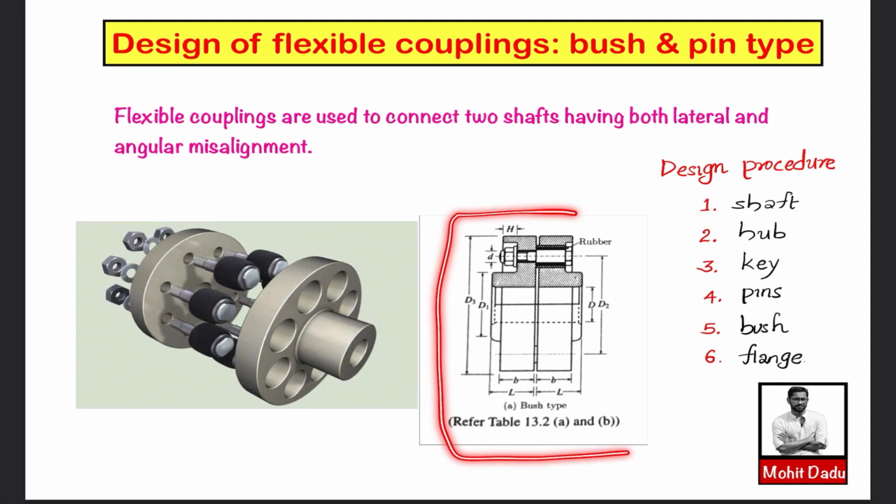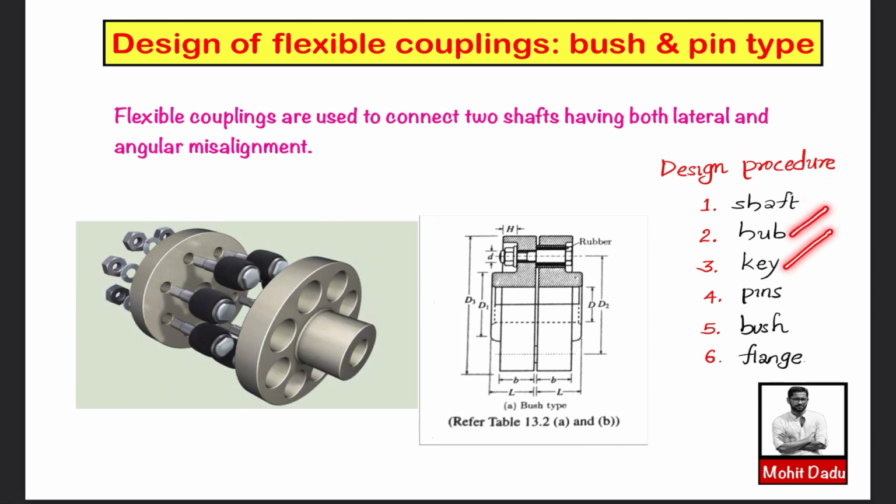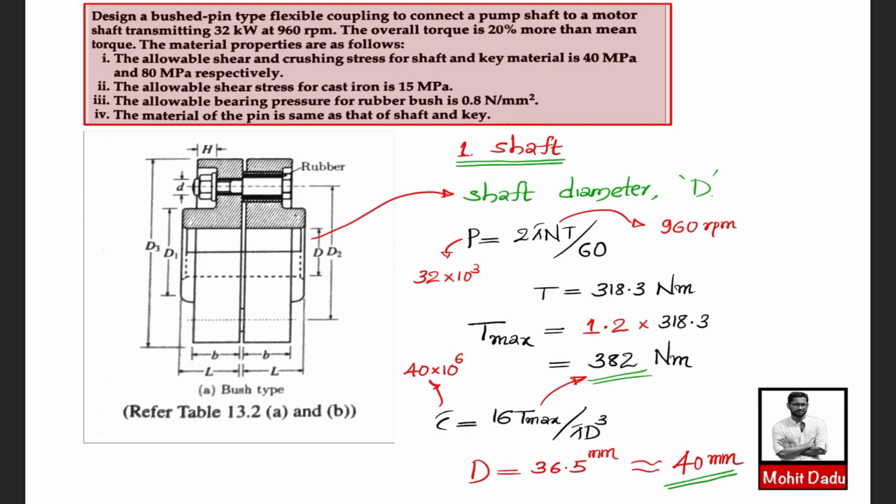You can see the diagrams, the detailed drawing showing all dimensions here. And here also we will be following a design procedure similar to the flange couplings. First we will see the design of the shaft, then the size of the hub will be found and a suitable key will be selected. The pins are the new thing here, the pin and bush. Finally the flange dimensions will be found, and all these components will be checked whether the selected dimensions satisfy the safety criteria. So first we will be seeing the design of the shaft. The design of all components starting from the shaft can be understood with the help of this problem.